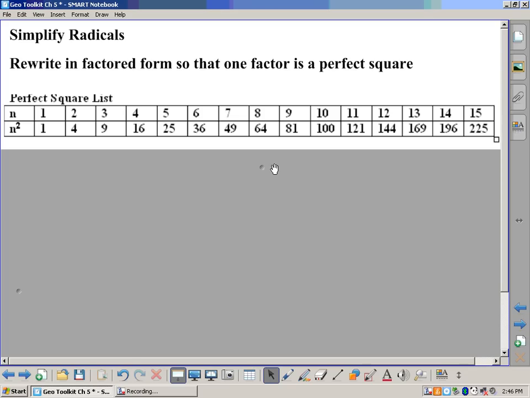All right, the next topic we're going to be looking at in geometry is simplifying radicals. All a radical is, it's a square root. Why don't you go ahead and grab your calculator right now and try this. What is the square root of 27?